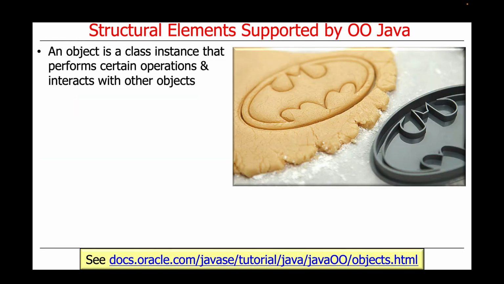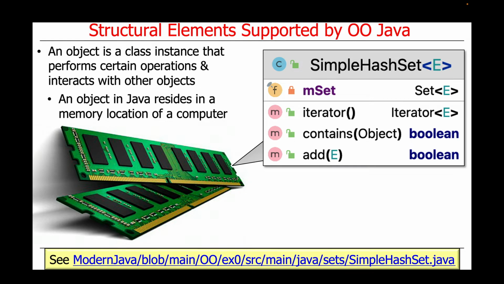An object is a class instance that performs certain operations and interacts with other objects. You can basically think of a class as a cookie cutter in a way that is used to create objects, which are like the cookies. An object in Java resides in the main memory location of a computer when it's being accessed at runtime.